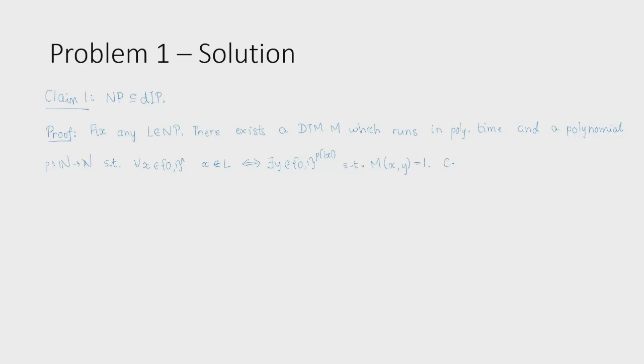So now consider a verifier. We want to prove that NP is in DIP. So what we'll do is, using this Turing machine and this string, we would construct a verifier and a prover.